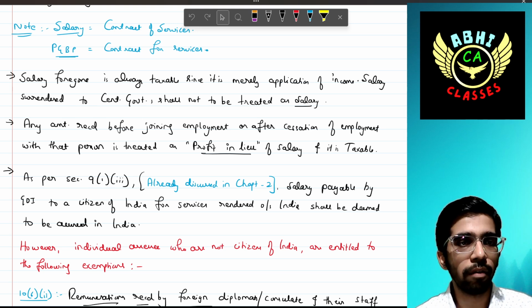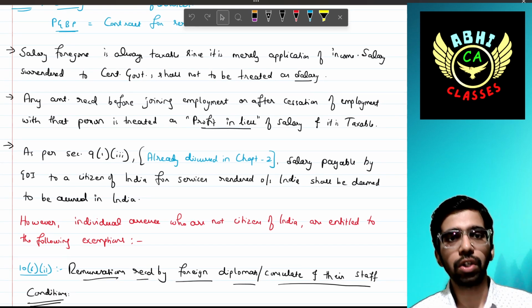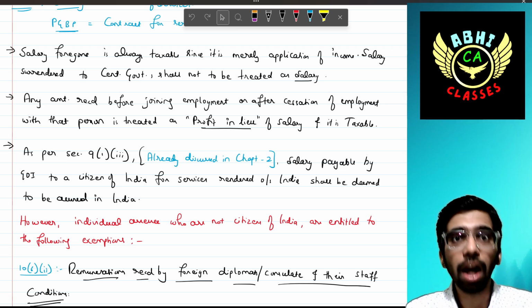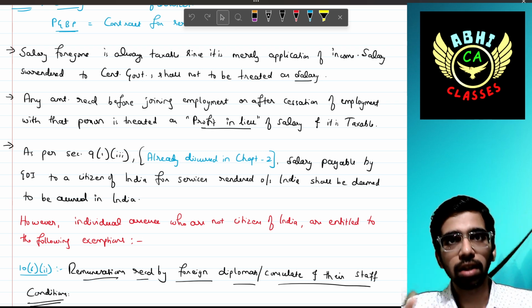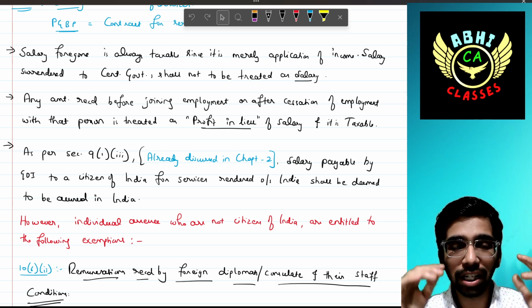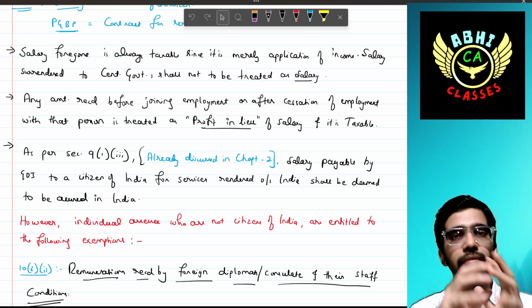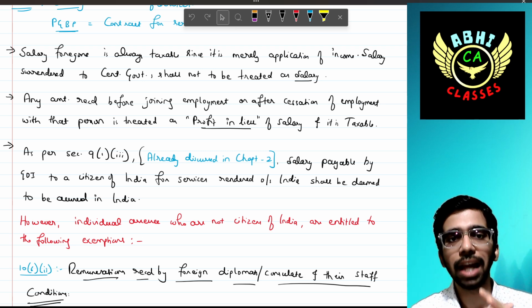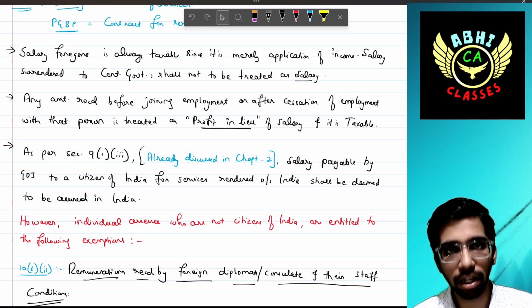Next, any amount received before joining employment, like a joining bonus, or after the cessation of employment, like VRS or gratuity, is also part of your salary and will be charged under salary only. It will be combined and called profit in lieu of salary, so it is always taxed under the head salary only.